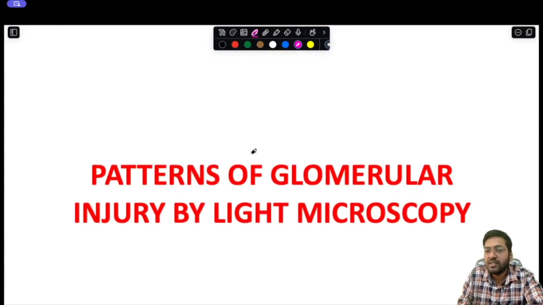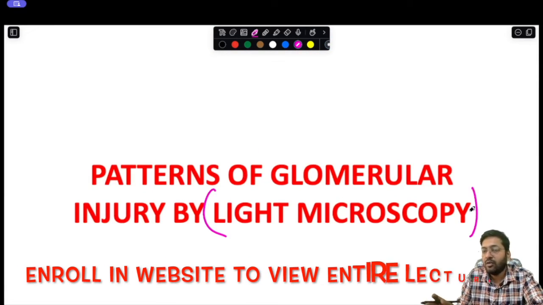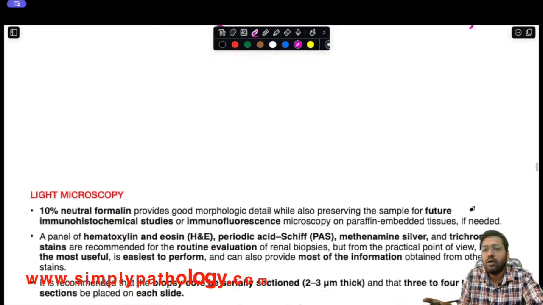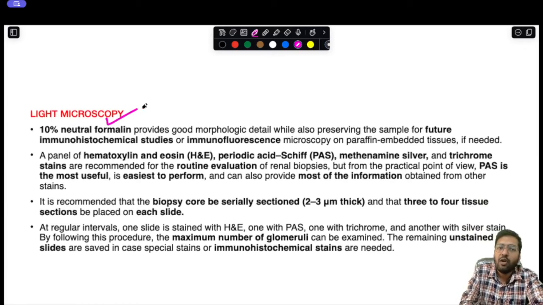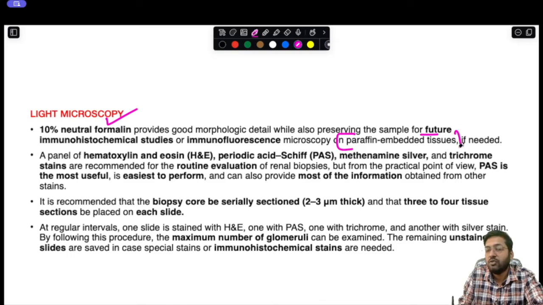So what are the patterns of glomerular injury by light microscopy? I have divided the light microscopic patterns into 7 or 8 types. Okay, so we are going to see each one of them. As we have already seen, 10% neutral formalin provides good morphological details while also preserving the sample for future immunohistochemical studies or immunofluorescence microscopy on paraffin embedded tissues if needed.